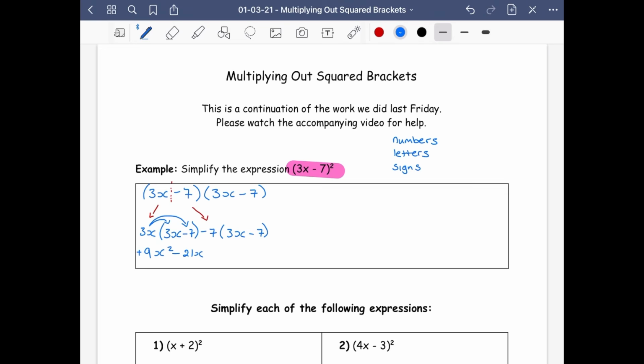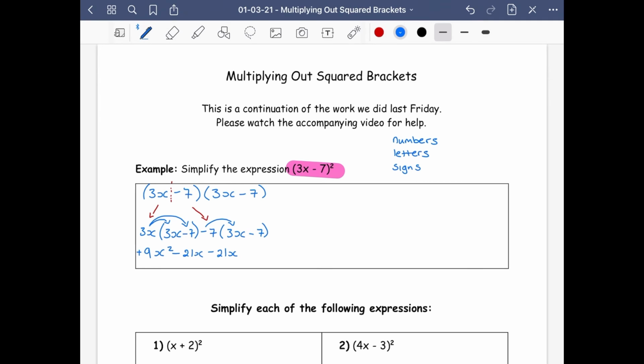Then we're going to move on to the second half of our expression here. So we're going to multiply minus 7 by 3x. So 7 by 3 is 21. We have an x on the 3, so we should have an x on our answer. And then a minus 7 by a plus 3 makes minus 21.